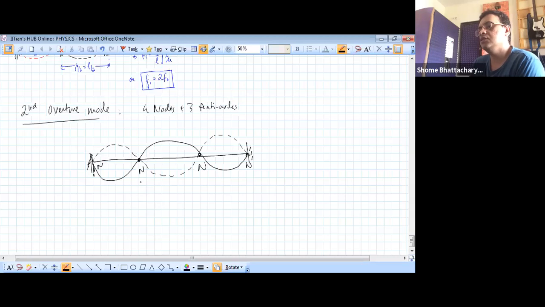As you can see, in this mode of vibration, the frequency is denoted by the symbol F2. So this lambda by 2 becomes L by 3 because there are 3 equal bits like this. So lambda by 2 is equal to L by 3, or lambda becomes 2L by 3.